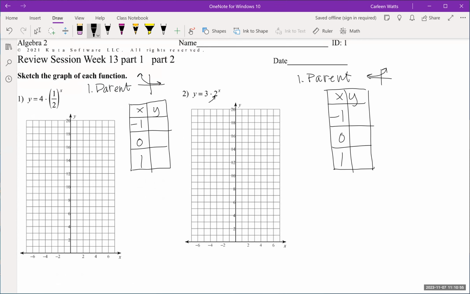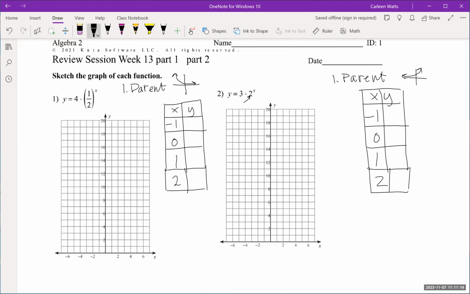And then occasionally, if we want to be a little more accurate, we could also plug in 2. Right, Brianna? Sometimes we need to plug in 2. I'm not confused on that one. Okay.